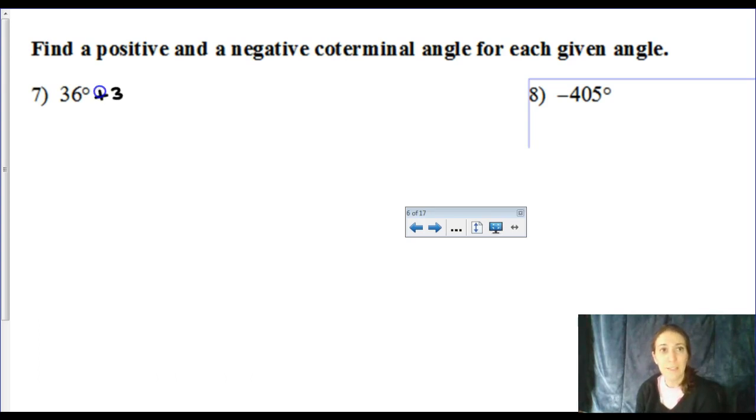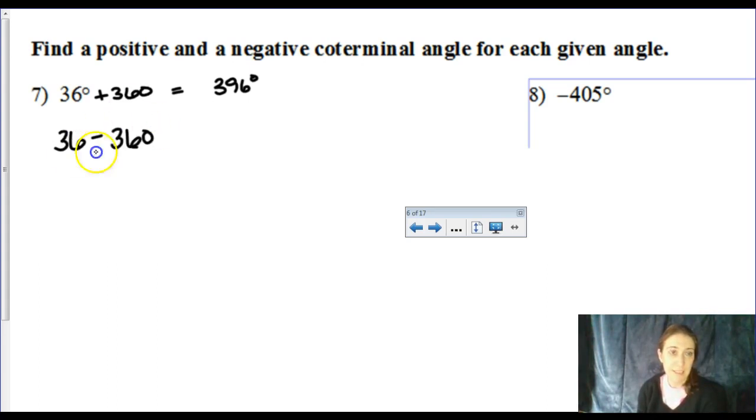Clearly, if you add 1 rotation to 36 degrees, you're going to have 396 degrees. That's a positive coterminal angle. And if we subtract a rotation, exactly in that order, original minus the rotation, you get -324, which is clearly a negative angle. So a positive angle and a negative angle would be the easiest answers to come up with for my teacher. But there are a lot of answers.